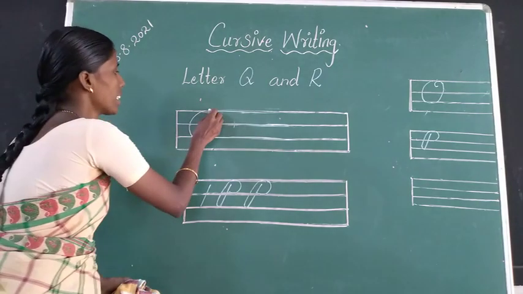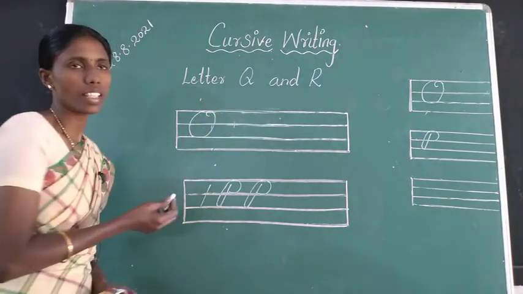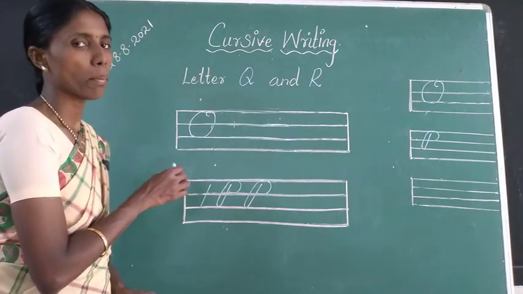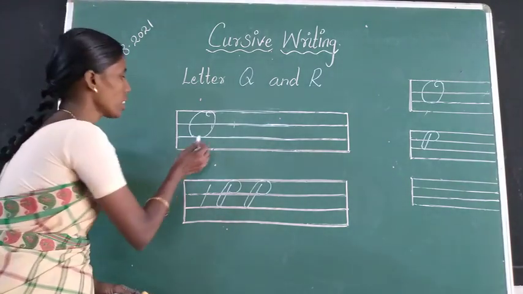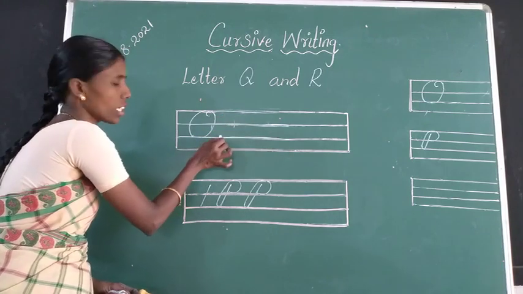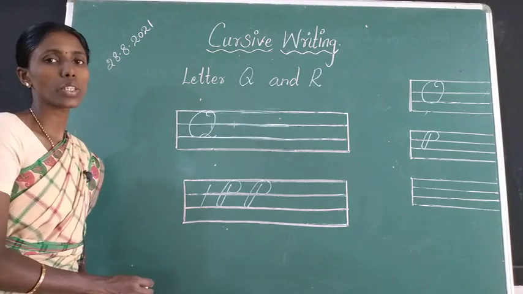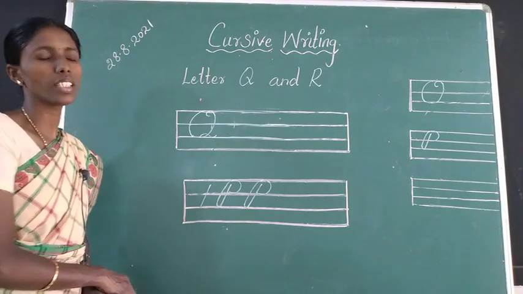Then turn it inside. Then make a curve line on the third line. One, two, three. Make a curve line. This is capital letter Q.